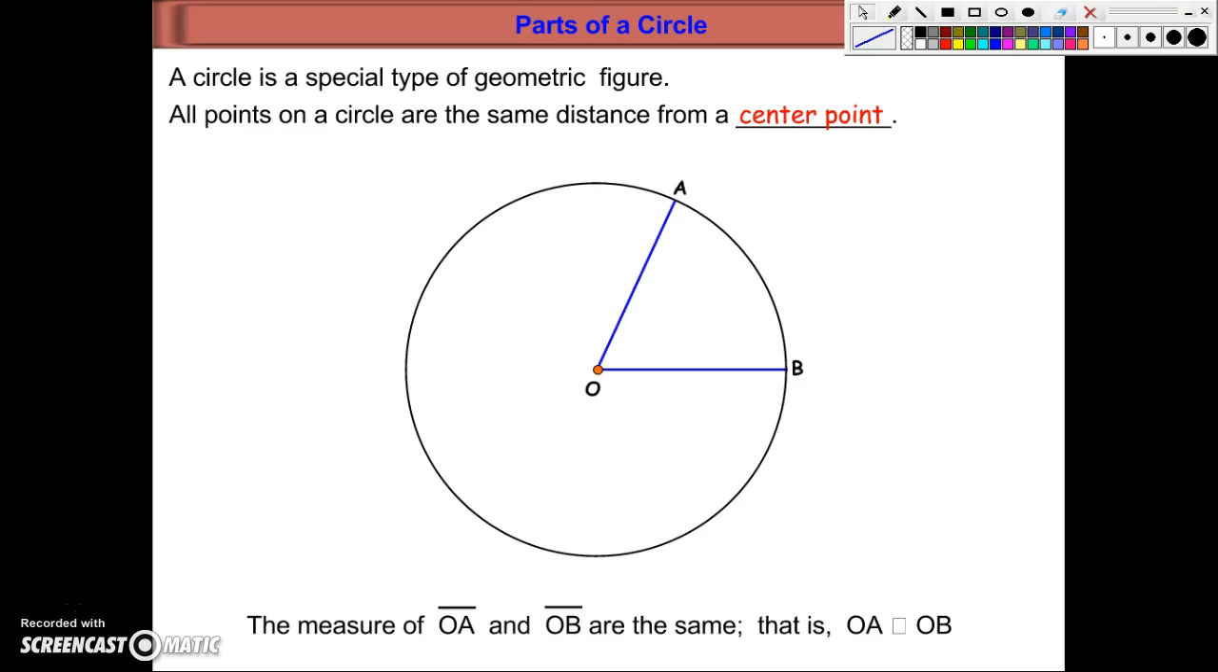The measure of OA and OB are the same. That is OA, and that should be a little congruent symbol down there, is congruent to OB. All radii are going to be congruent to one another. So OB is a radius, OA is a radius, in plural, the name is radii.